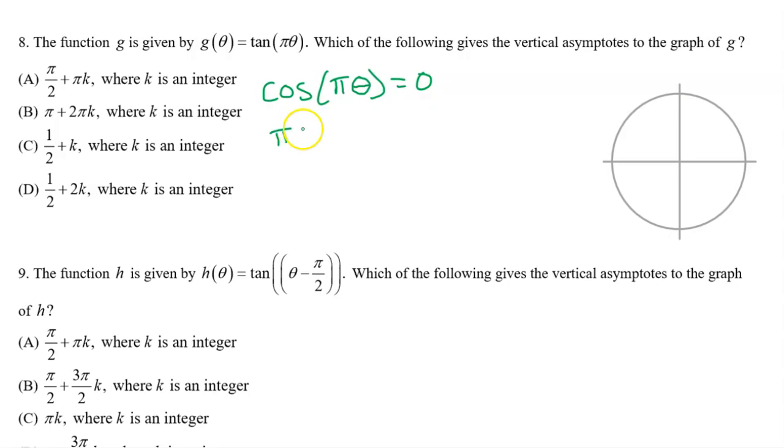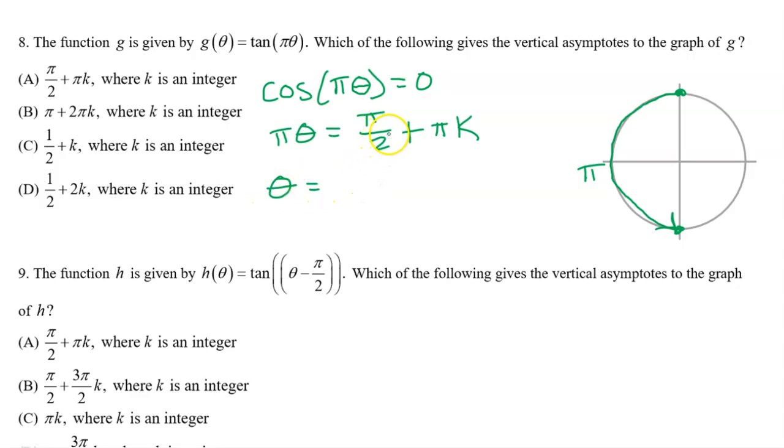First, we solve for pi theta by asking ourselves the cosine of what is equal to 0. Cosine is the x value on the unit circle, and x values are equal to 0 here and here. At the top, we have pi over 2. To get the infinitely many solutions, we recognize that the distance in radians from one solution to the next is always going to be pi. So we just need to add multiples of pi. So we add pi k, where k is any integer. To get theta by itself, we need to divide both sides by pi. So we get theta is equal to.